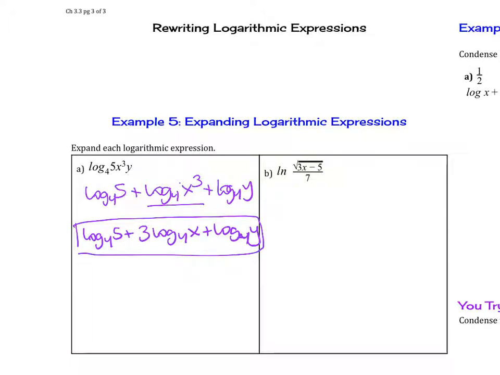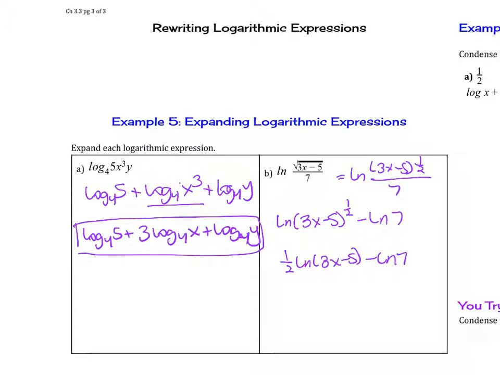So let's try letter B, natural log of the square root of (3x minus 5) over 7. First, the 3x minus 5 in the numerator is written to the 1/2, and over 7. So it's dividing, so we're going to subtract these natural logs. So natural log of (3x minus 5) to the 1/2 minus natural log of 7. Then this 1/2 needs to go in the front, so 1/2 natural log of (3x minus 5) minus natural log of 7. And that's all we can expand it to, and so we are done.